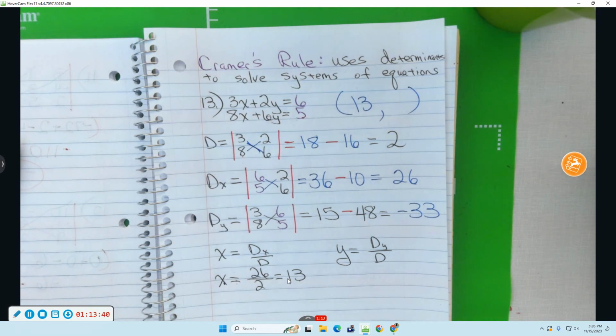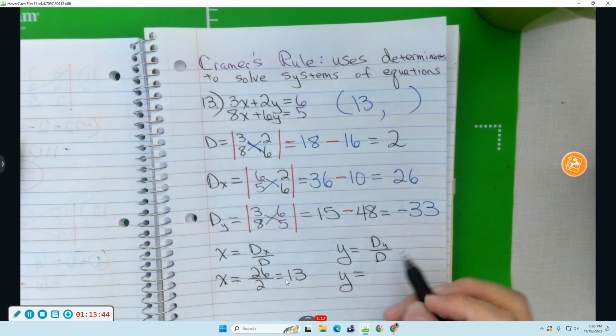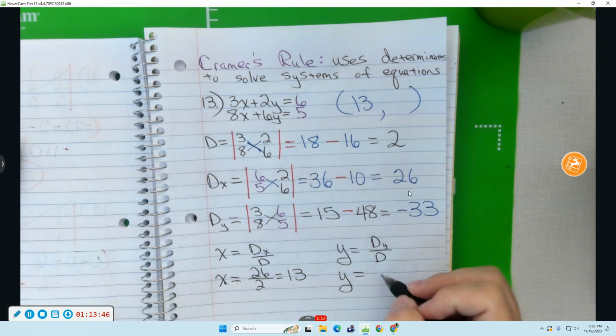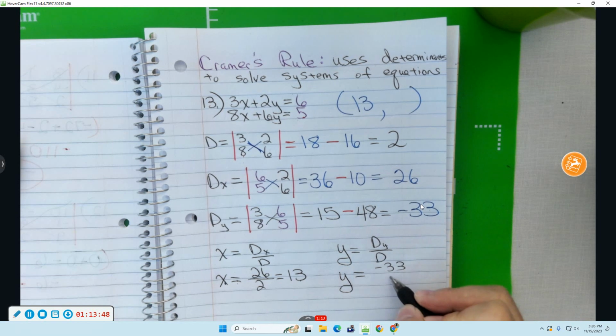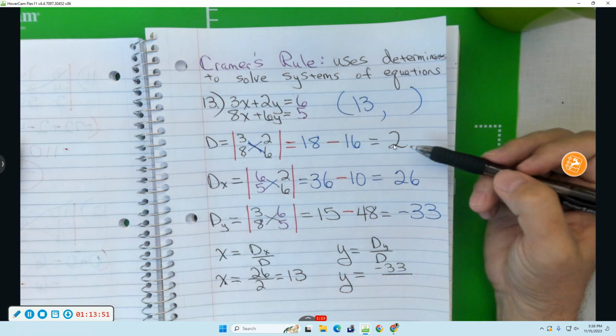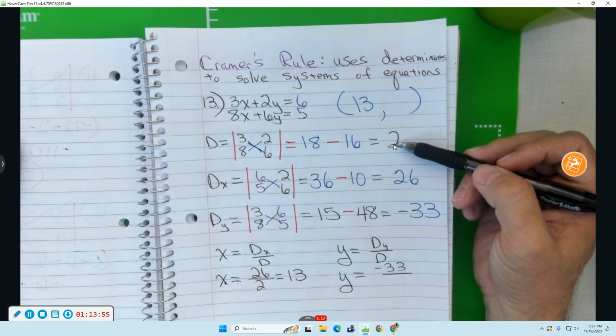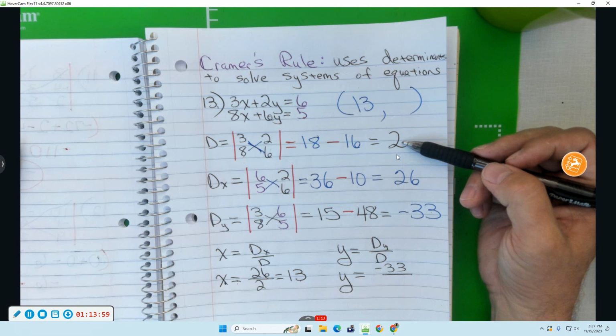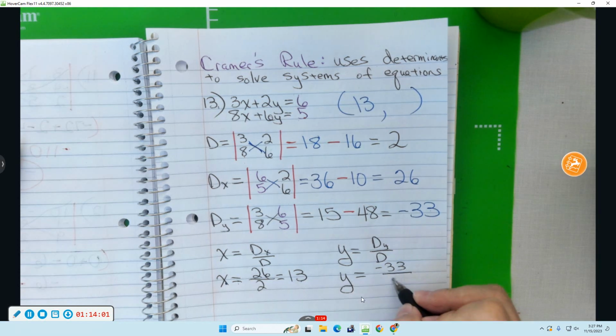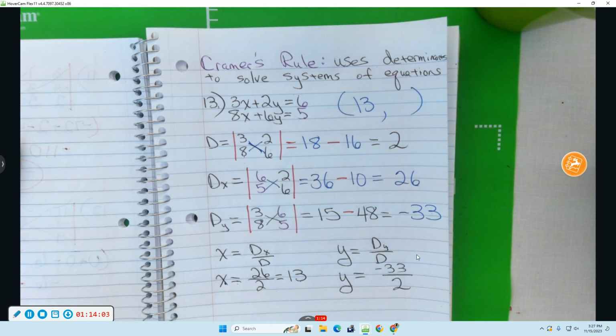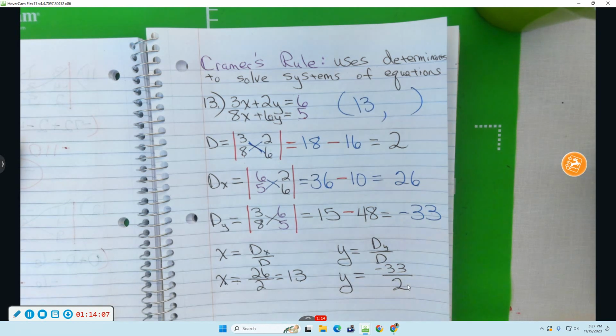What's the y coordinate going to be? D sub y is negative 33 divided by, you better not mess up on d, because you use d for both the final answer for x and y. So you better make sure d is right. D is 2. Hey, can we reduce that? Negative 33 halves? No? There it is.